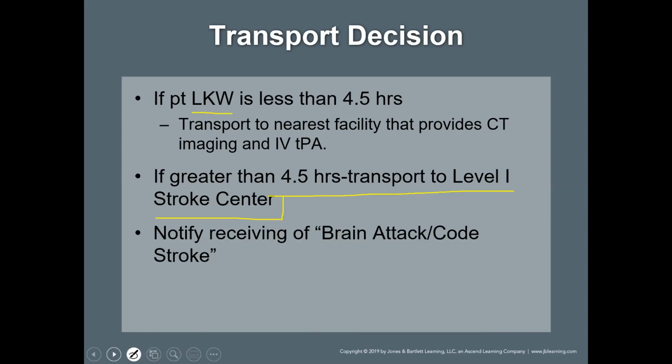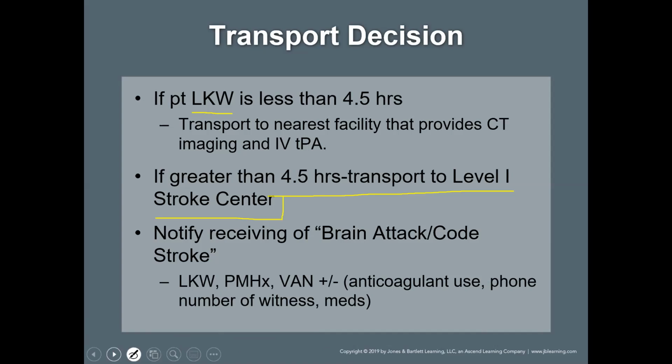En route, as soon as we can, we're going to notify the receiving facility that we're coming in with a brain attack or a code stroke. We're going to give them as much time as we can so that they can empty the CT room if they need to, swap around patients if they need to, and then hopefully we can go pretty much almost straight to the CT scan.